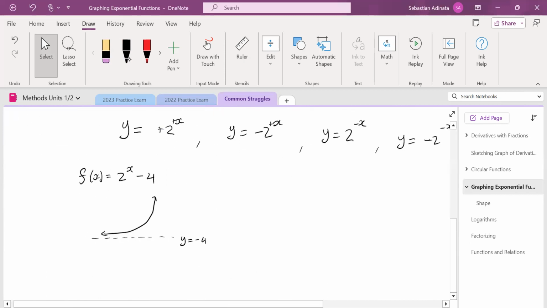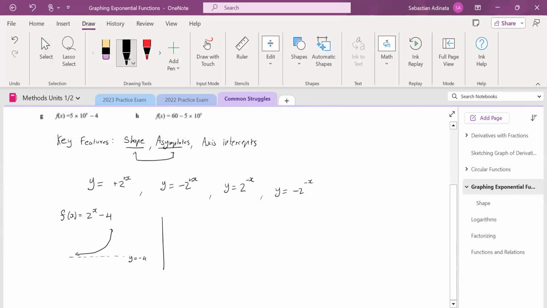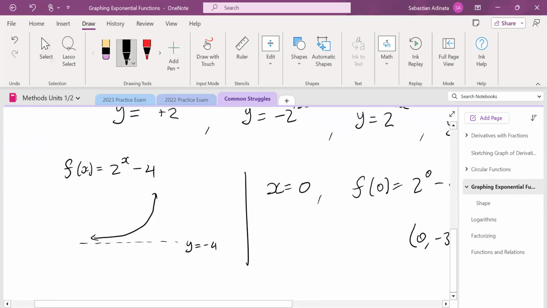Anyways, so now the next part is to find your axis intercept. I would always start off subbing in x equals 0. So we end up with f of 0 equals 2 to the 0 minus 4. Now, obviously, 2 to the 0 is equal to 1, minus 4 equals negative 3. So we have 0 and negative 3. Now, if we had a scale, if negative 4 is here, negative 3 is around here. And this is where we can add in our axis.